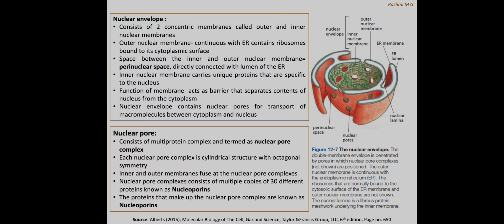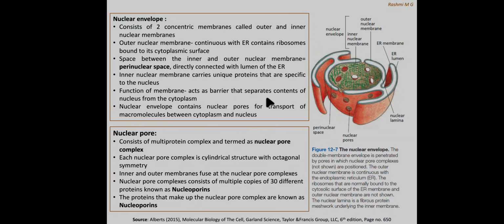Further, the nuclear envelope was discussed. It consists of two concentric membranes called outer and inner. The outer nuclear membrane is continuous with the ER and contains ribosomes bound to its cytoplasmic surface. The space between the inner and outer nuclear membrane is the perinuclear space, directly connected with the lumen of the ER. The inner nuclear membrane carries unique proteins that are specific to the nucleus.